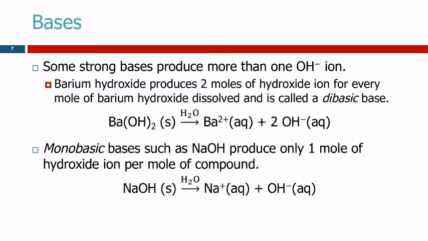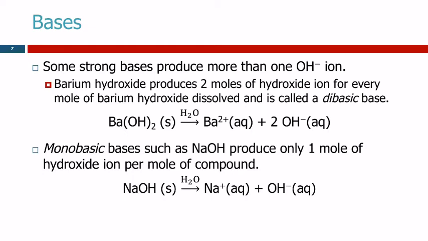Barium hydroxide is an ionic compound. When it dissolves, it ionizes completely. There are some ionic compounds that don't dissolve in water, but there are no ionic compounds that are weak electrolytes. They either dissolve and ionize completely, or they don't dissolve. They're not like the acids that can be weak or strong.